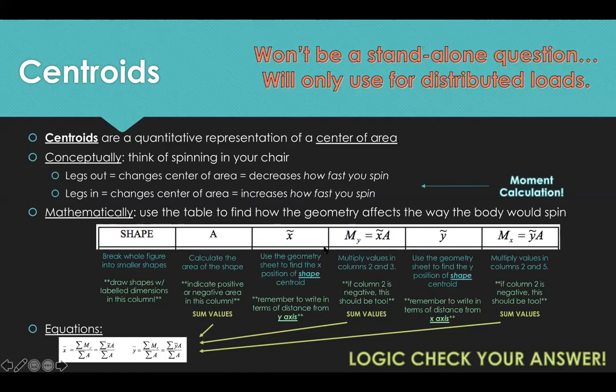So this is the table that you get in the reference card. And I basically went through each one and figured out a description on how to go through it. In this leftmost column, shape is you break the entire figure up into smaller pieces that are recognizable to you. Most commonly, because this is with a distributed load, it'll be either triangles or rectangles. So in reality, you'll probably only have a triangle and a rectangle in the shape section.